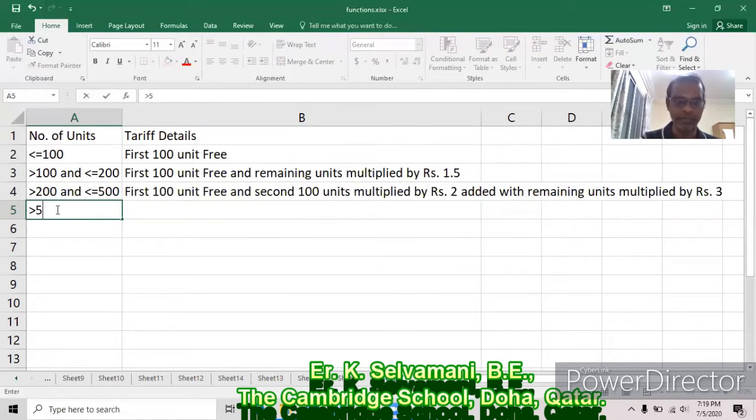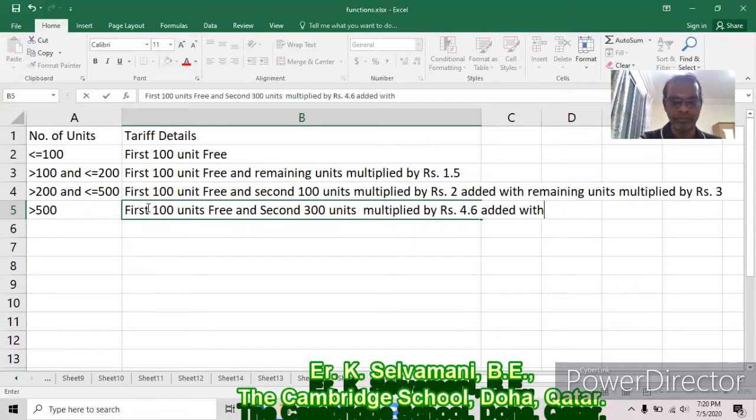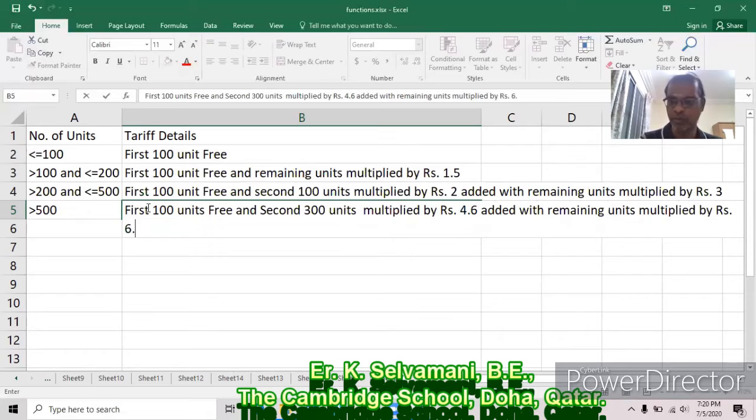if it's greater than 500? Again, the first 100 units are free, and the second, sorry, the next 300 units multiplied by rupees 4.6, 4 rupees 60 paise, added with the remaining units multiplied by rupees 6.6, 6 rupees 60 paise.